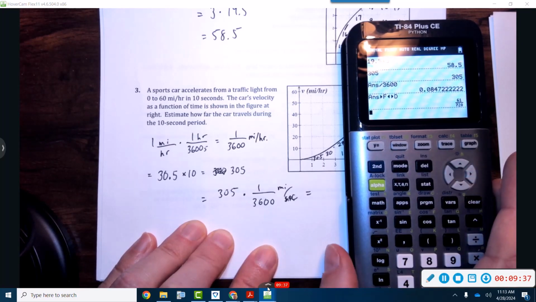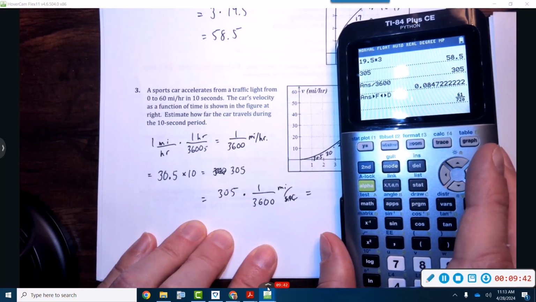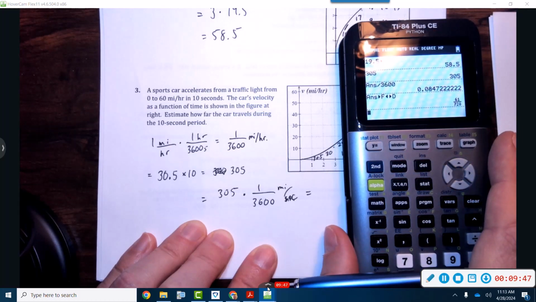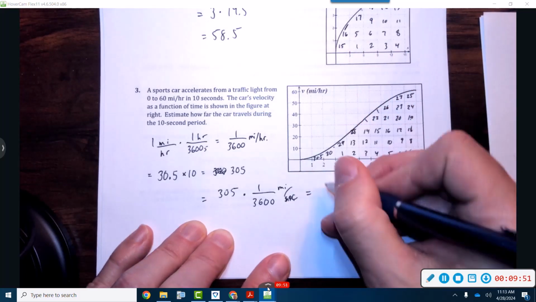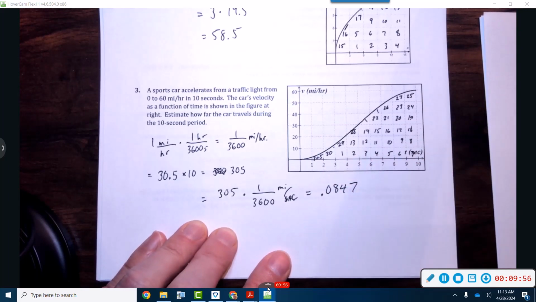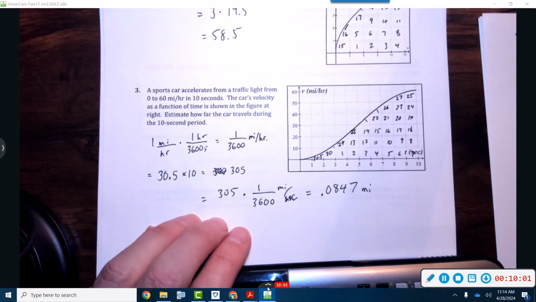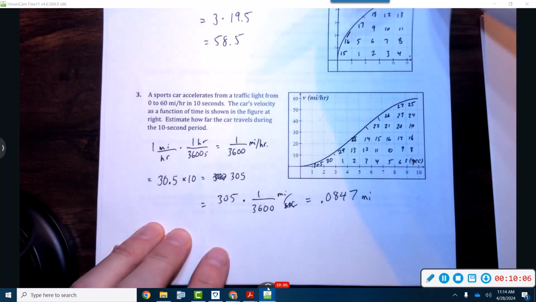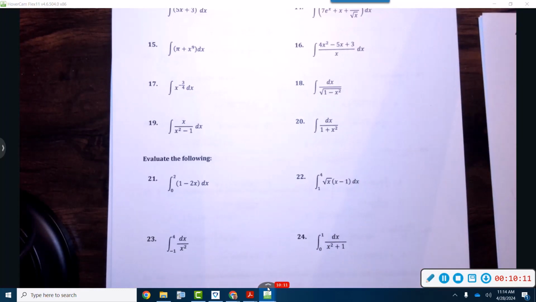61 over, well, that's pretty close to 60 over 720. That would be 1/12. No, it wouldn't be, 12 would go into both of those. But anyways, what we've got is 0.0847. All right, so how far is that? That's the miles. Okay. All right, these are strict derivatives. I'll stop there.